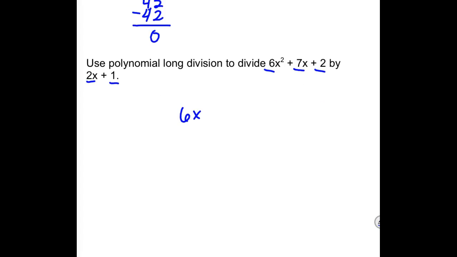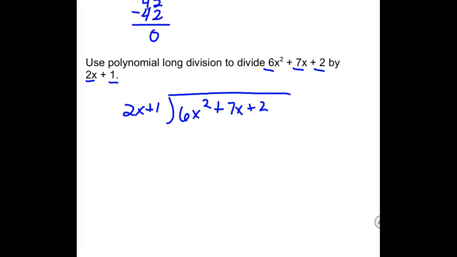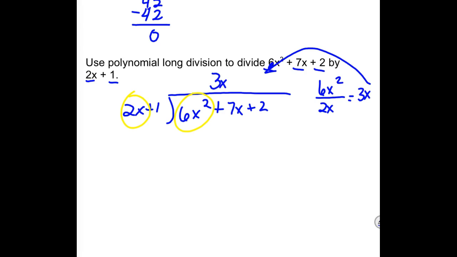So we're going to take 6x squared plus 7x plus 2. We're going to divide by 2x plus 1. We focus just on the first term. Don't worry about how long the polynomial is. Take the first term and divide it by the first term. Okay? Kind of like we rounded on the last one. If I take 6x squared and I divide out a 2x, what is left over? A 3x. That 3x is going to go up on the top as part of my quotient.